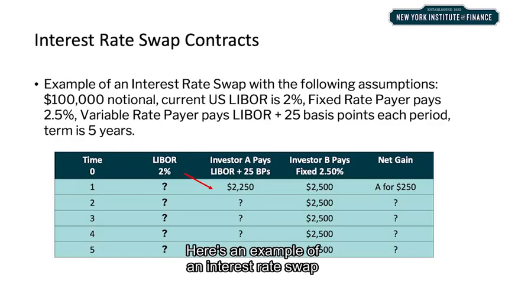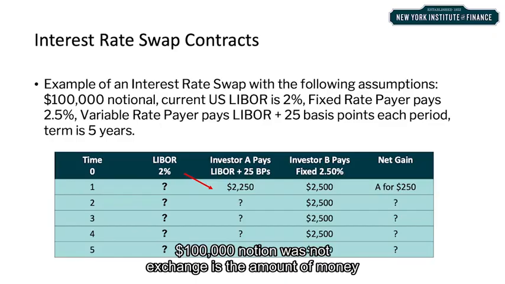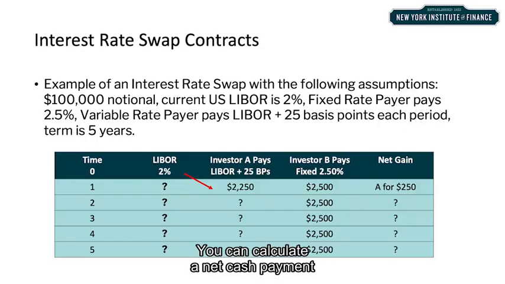Here's an example of an interest rate swap with a $100,000 notional amount. The $100,000 notional is not exchanged. It's the amount of money you multiply the interest rates that are being exchanged against so you can calculate a net cash payment. At time zero, when the swap is agreed, the counterparties observe that market LIBOR is 2%.